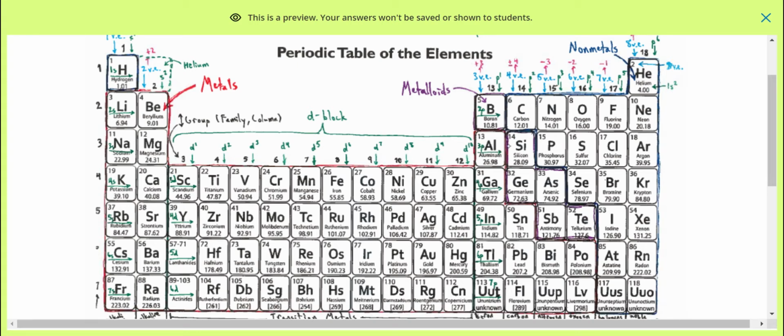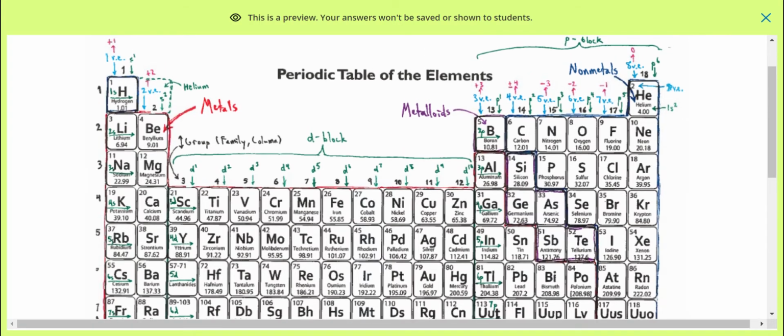Everything to the right of their stair step is going to be a nonmetal, and everything to the left is going to be a metal. So aluminum, gallium, indium, tin, lead, bismuth, polonium, and livermorium are all going to be considered metals. And then everything over on the left side of that, except for hydrogen, we're going to count as a metal.